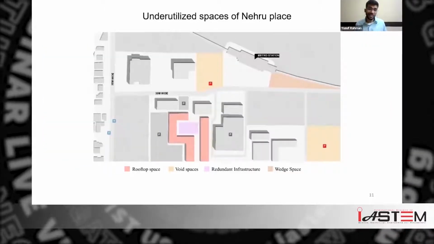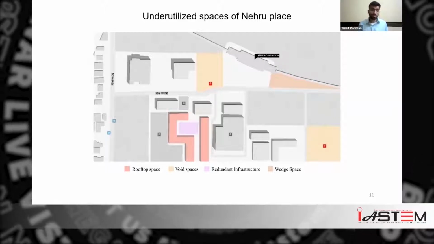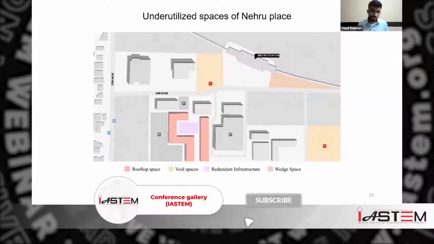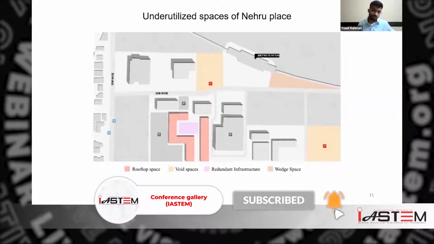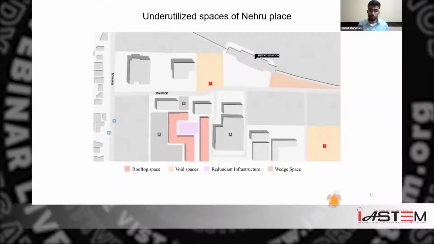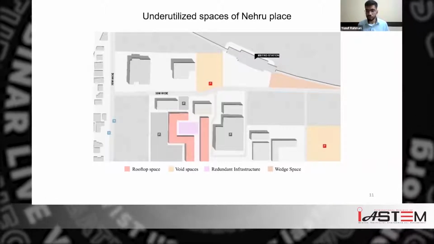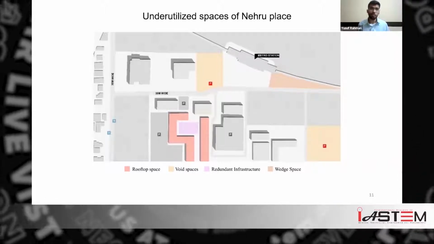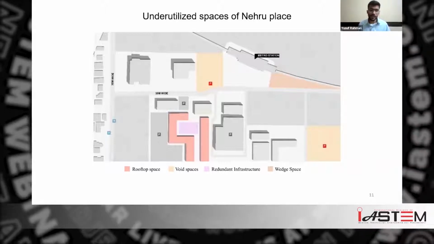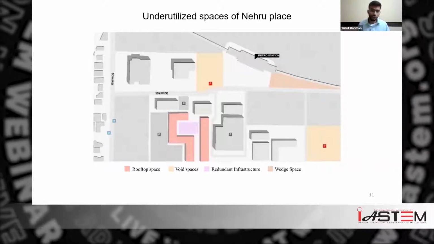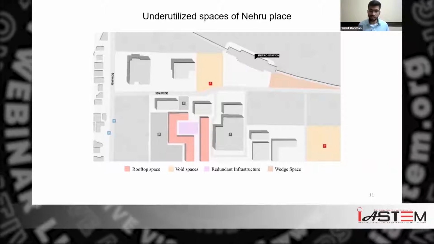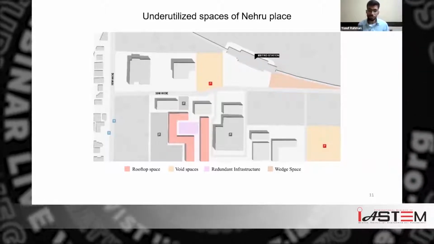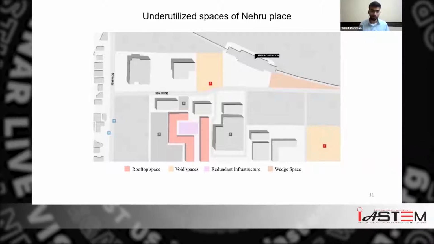In my site, there were 4 types of underutilized spaces. Void spaces, which I will explain in the next slide. Rooftop spaces. Redundant infrastructure, which means infrastructure which, due to some policy mistakes, has become redundant and is not being used to the full extent. And wet spaces, which means a triangular space which has a lot of negative space which cannot be used totally.